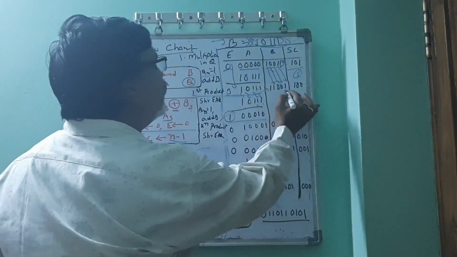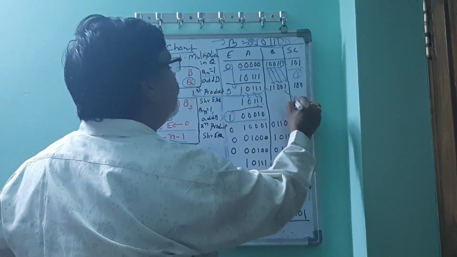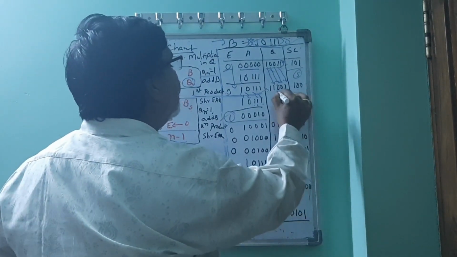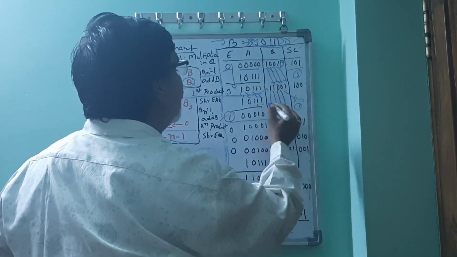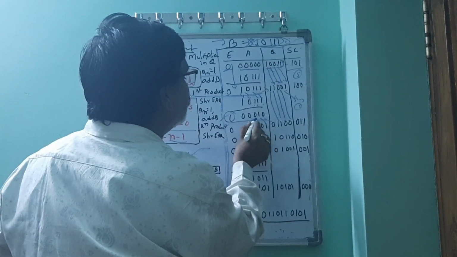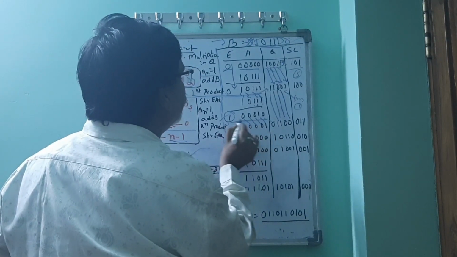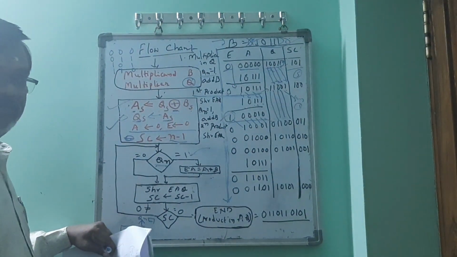And here we are moving again. This one will be moved to Qn. This 0 will come here, this 0 will come here, this 1 will come here, this 1 will come here. Then here 0, this 1, this 0, this 0, this 0, and the value that is in E will come to this place.